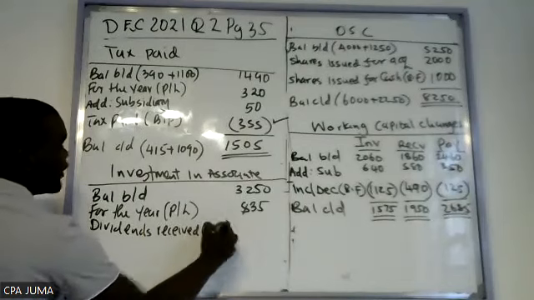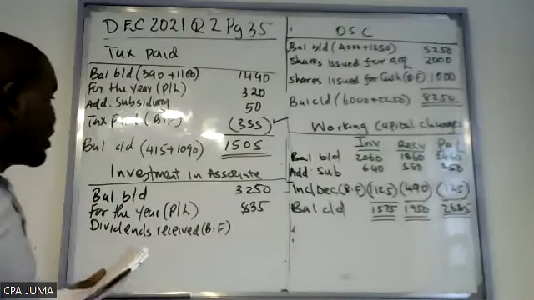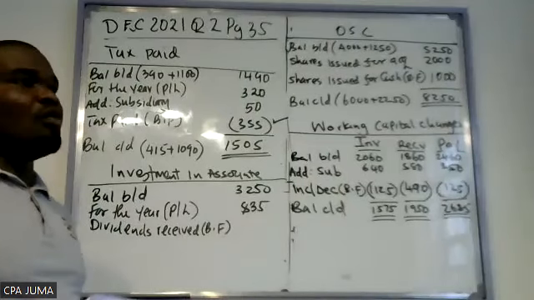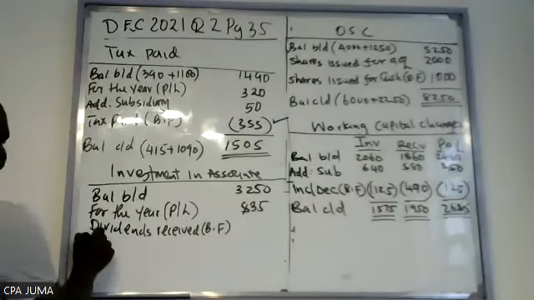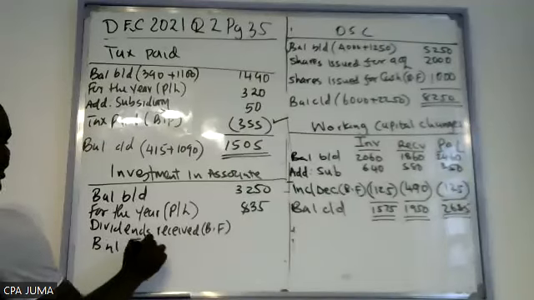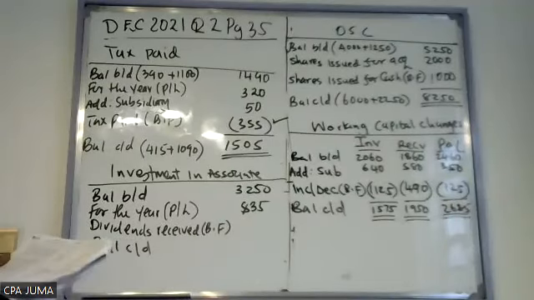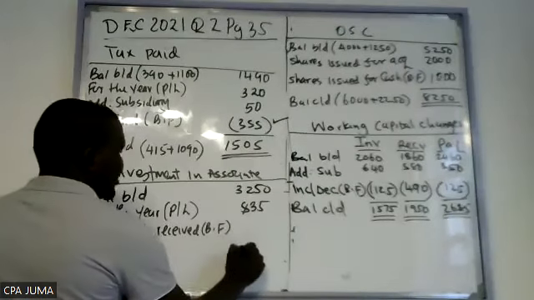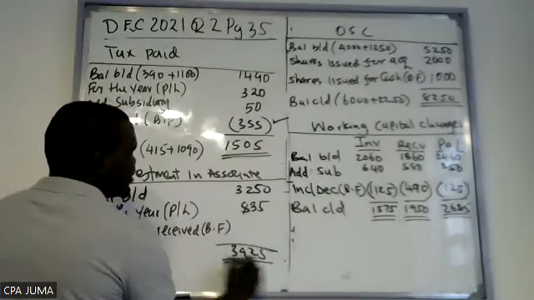The balance brought down was not given. In yesterday's question, we were given. If you are given, you reconcile to check if there was more investment they acquired. Then you compare with the balance carried down. Balance carried down is 3925. Decrease in dividends.